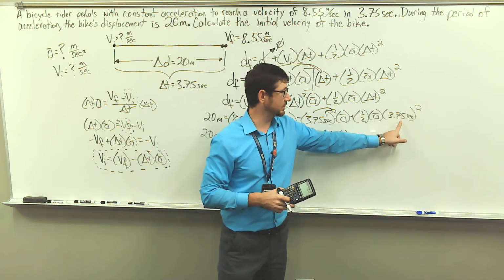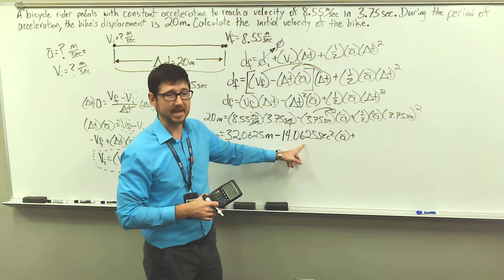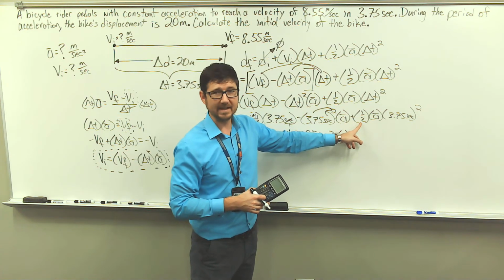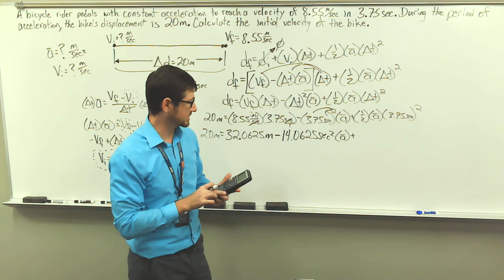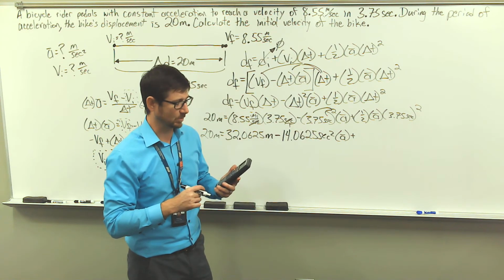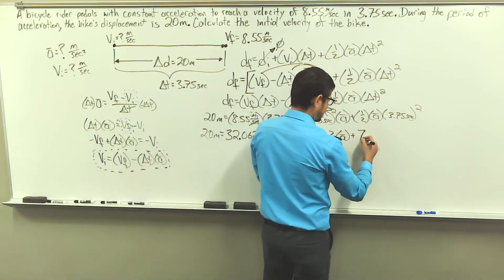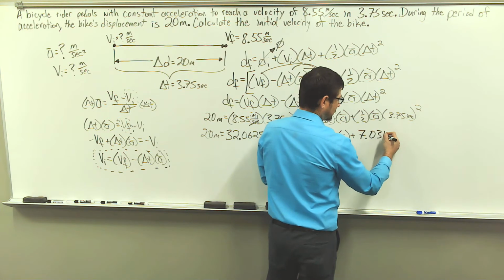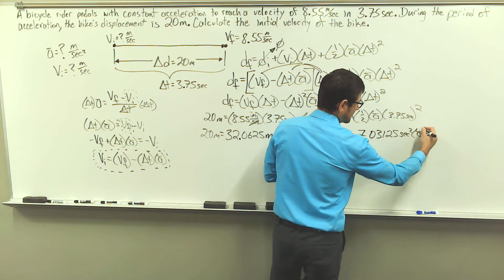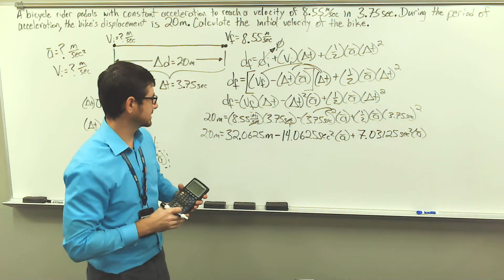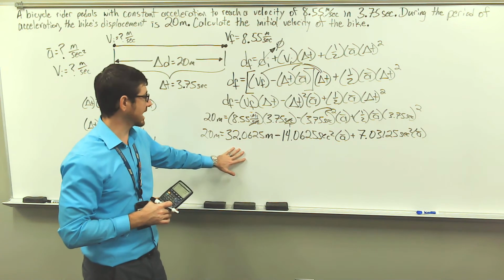Now, this value here, 3.75 seconds squared, you've already calculated that, and we're going to divide it by 2 and then multiply by acceleration. So 14.0625 divided by 2 is going to be 7.03125 seconds squared times our acceleration. Now at this point, we need to combine like terms.